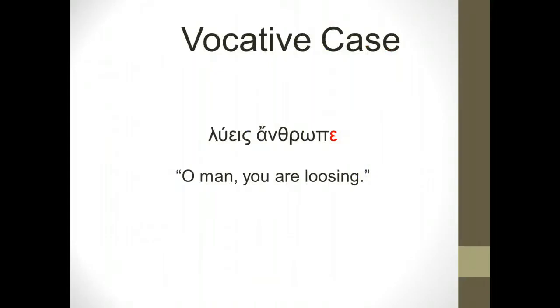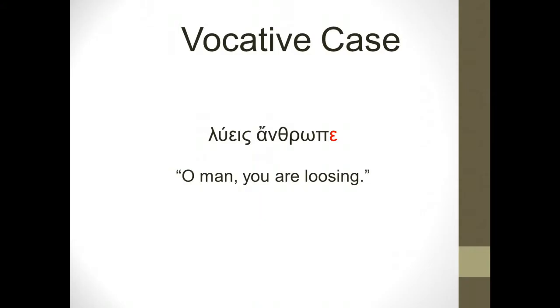Lues, anthrope. Notice here that it simply ends with an epsilon at the end. You've got lues, a present active indicative, second person singular, meaning you loose. But because anthrope is the vocative, and I know by that epsilon ending that it's the vocative, I would say, O man, you are loosing. Again, you won't see the vocative nearly as much as the nominative, the genitive, the dative, and the accusative, but you do need to be familiar with it nonetheless.